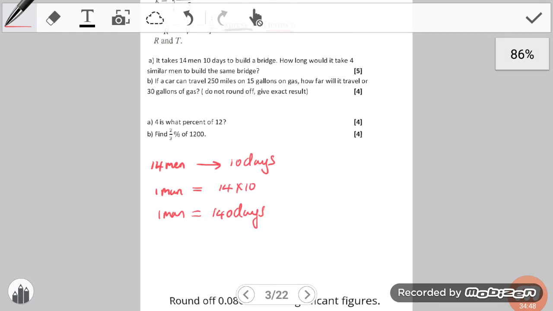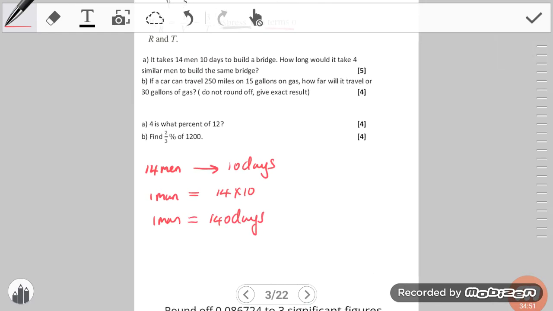Your job is to find out how long would it take 4 men to do this job. Okay, so literally, one man can do it in 140 days. So 4 men would take 140 divided by 4, which would obviously be, let me see here, that's 140 divided by 4, so that's 25 plus 8, that's about 33.